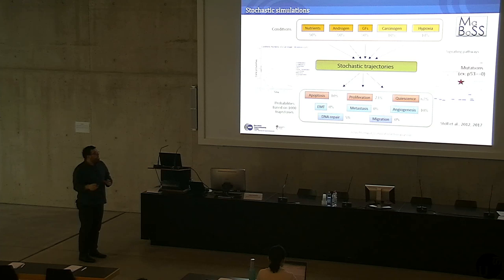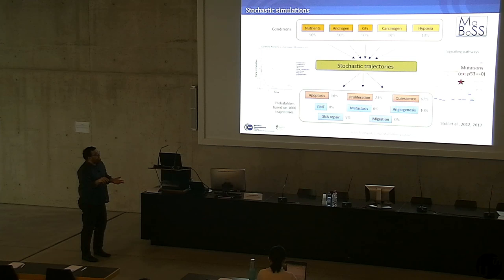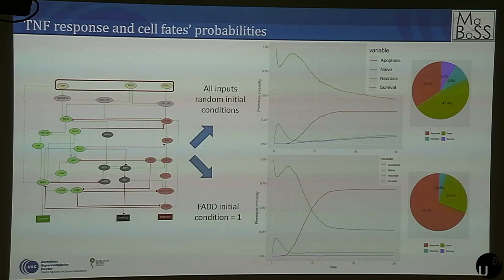So you run several trajectories and you see that 10% of trajectories ended up in apoptosis, or 23% in proliferation, whatever. And of course, if you apply mutants, so if you force one node to be zero or change the rates, these probabilities will change. Okay? These can be studied in two ways, as time trajectories or as population dynamics. Here the only thing I have changed is the inputs. Here, all the inputs have random initial conditions, so whenever a trajectory starts, these three inputs can be zero or one. In this one, I have forced one of those three to be one.